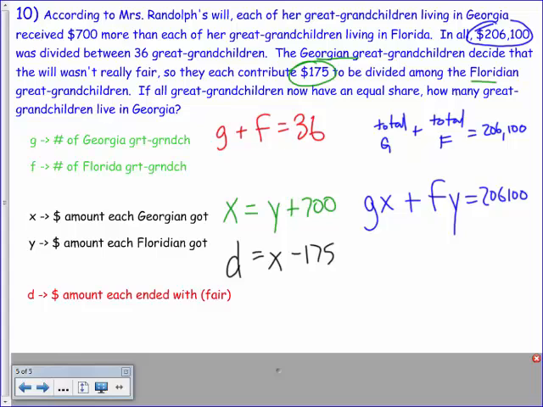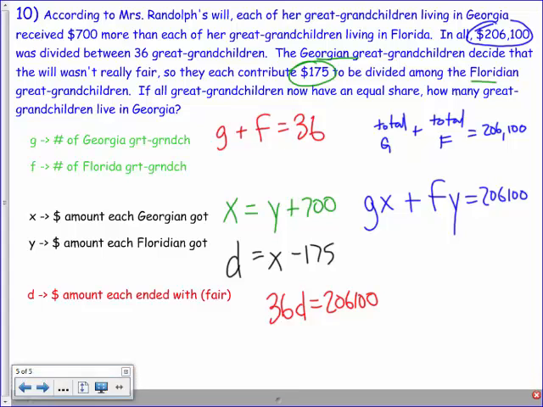Well, what else do we know about D, the amount that they each have? If it's fair, if D represents an equal share, and we multiply that by 36, the total number of grandchildren, that should equal our total. Ooh, how does that help us? That can help us solve for D right away. Let's go ahead and do that.